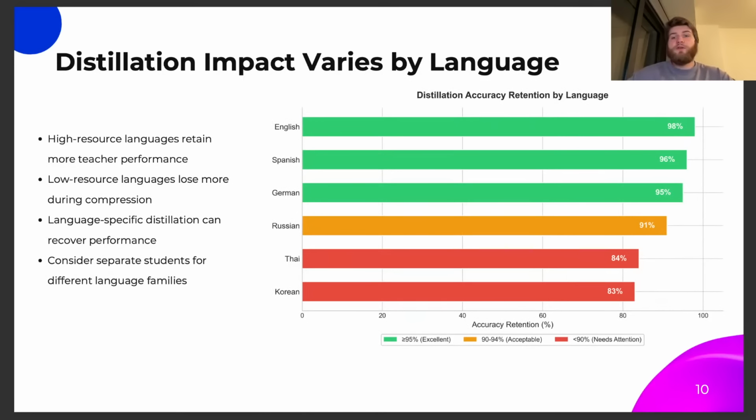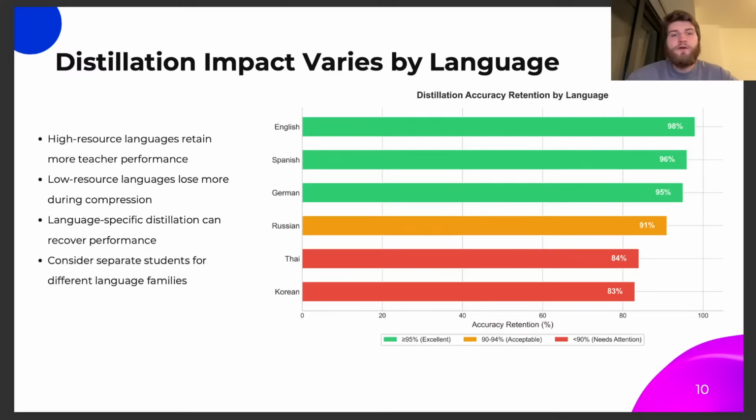Now let me walk you through the practical implementation of multilingual distillation. The key hyperparameters are temperature, typically set between 2 and 5. Higher temperature makes the teacher's probability distribution softer, which transfers more information but can make training noisier. Start with 4 and adjust based on validation performance.